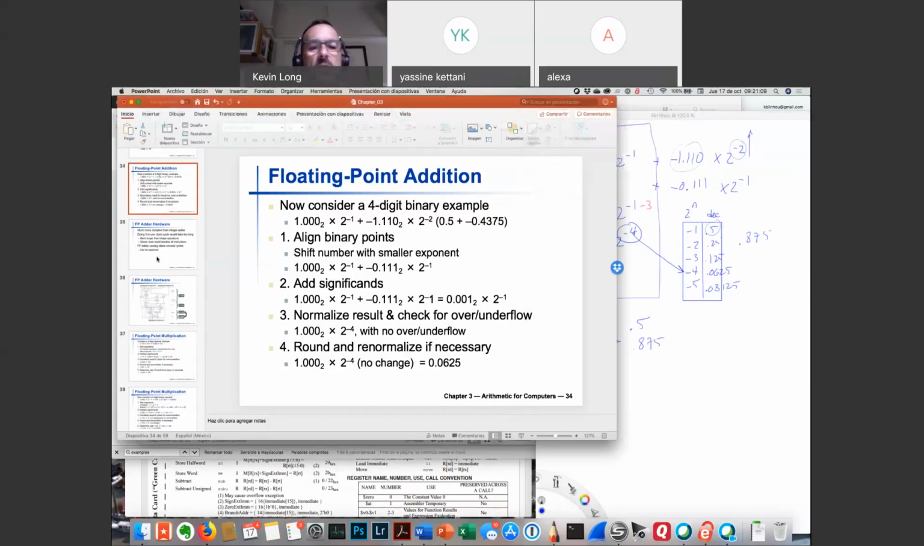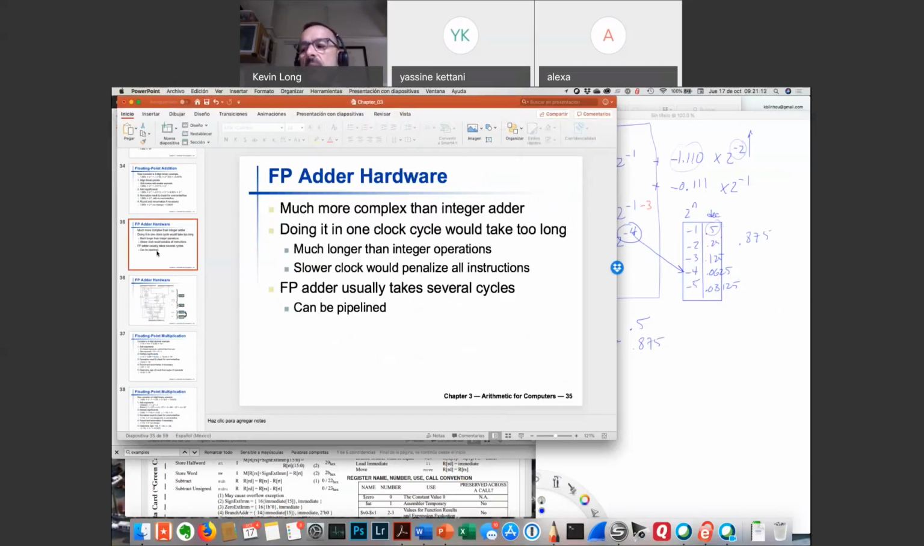Okay, so how do we do the hardware in order to do this? It's worse than just doing integer adds. And we also can't really get it done in a single clock cycle. So we usually build a separate adder for floating point, and it will usually take several cycles. But the good news is when we have passed through the first set of gates with one number and it's on to the second set of gates, the first set of gates are available for the next number. So when we do that, it's called pipelining.